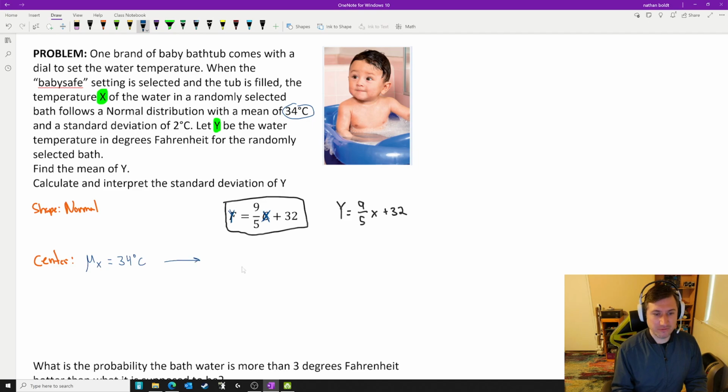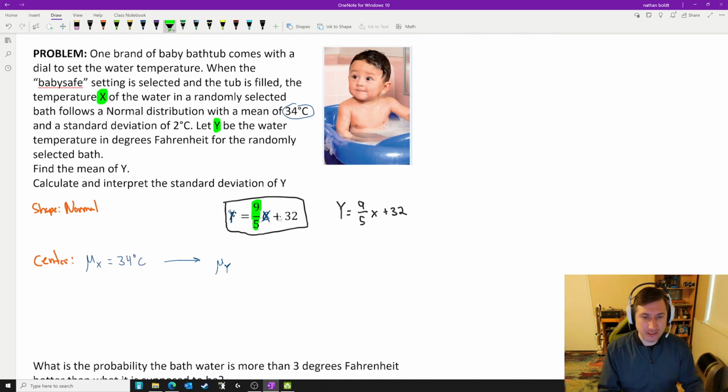We are going to convert that into the y's. What is the mean of this new variable y, which is going to be our Fahrenheit? What is that mean going to be? So we got to remember, what happens when I multiply? Does the mean change? Yes, it does. So we're going to take our old mean and multiply by 9/5.